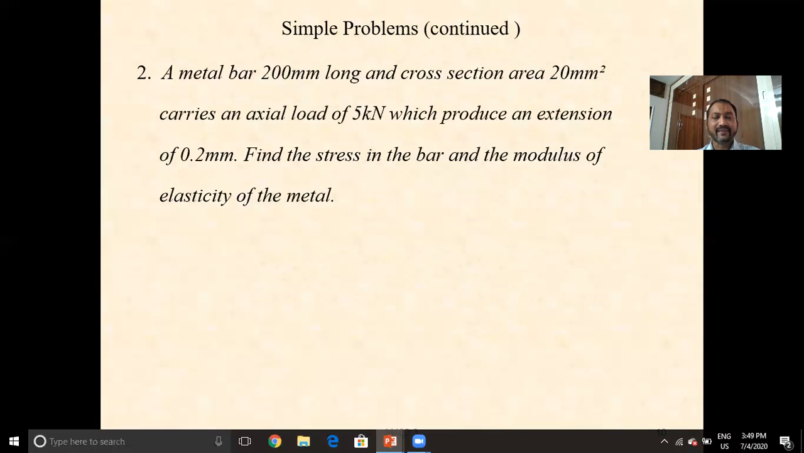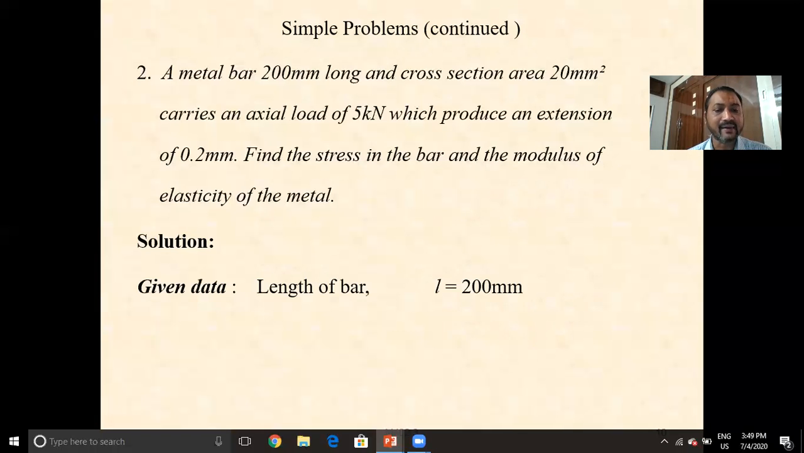So here this is a different kind of problem. Here the cross section is directly given. So we will not bother whether it is a square cross section or a round section. We don't want that. Directly the A value is given and the other values are given. Now we can write the solution.